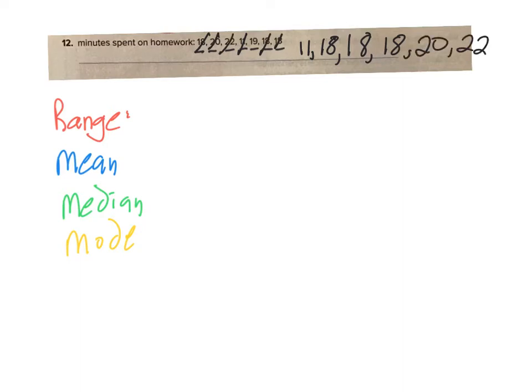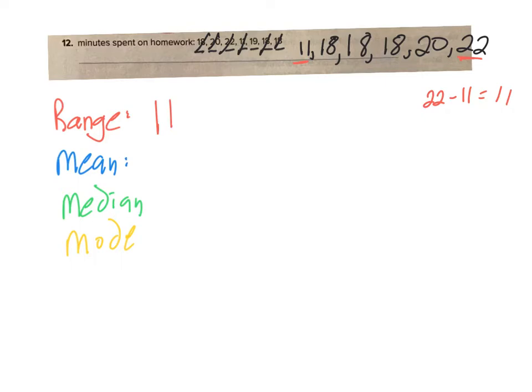So the way you find the range is from the smallest to the biggest. So you take the biggest number, which is 22, and you subtract 11, the smallest number, and it equals 11. So the range is 11. Okay? Now, let's do the mean.